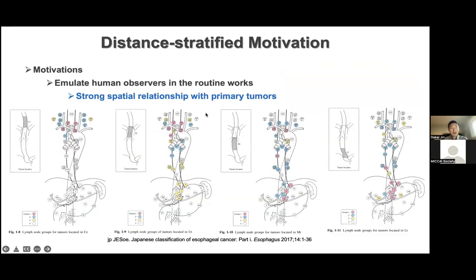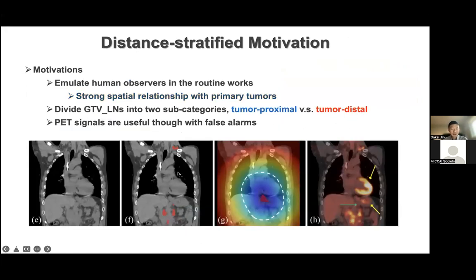So we use esophageal cancer as an example. For esophageal cancer, there are studies demonstrating that the lymph node spread has some relationship with the location of the primary tumors. So how do we model this relationship? One simple way is that we divide the lymph nodes into 2 subcategories. One is tumor proximal, one is tumor distal.